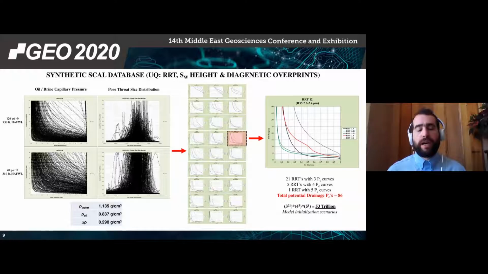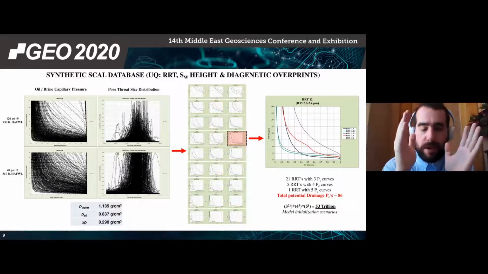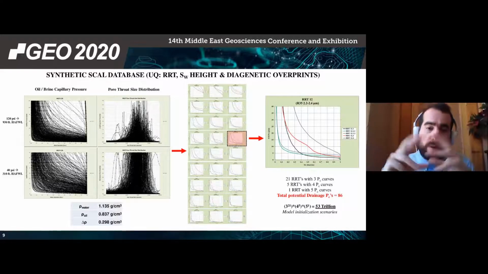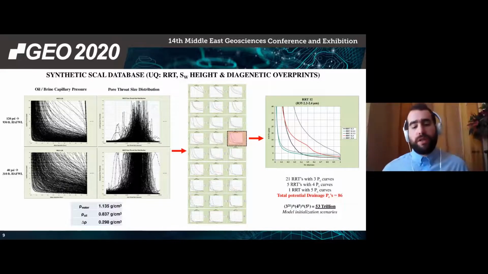So when I specify I want to look at the data range of a particular pore throat size, I would select the best representative PC curve and the worst representative PC curve, and incorporate that as our reservoir rock types. What that allows us to do is to create an uncertainty in the STOIP. So now with a total of 86 capillary pressure curves, there's over 53 trillion model initialization scenarios. So if one wants to look at machine learning to figure out the secret combination that I've used, because I had to select a secret combination of PC curve per rock type to create a unique STOIP.